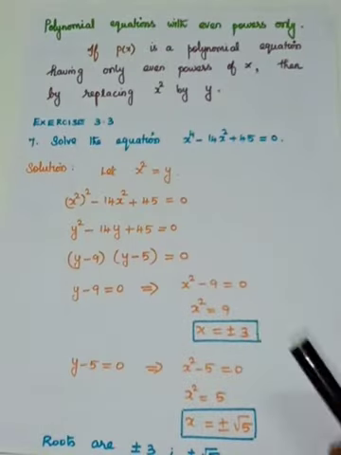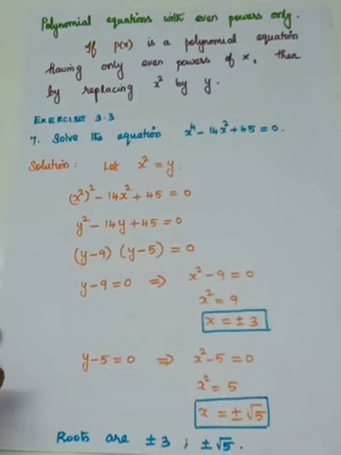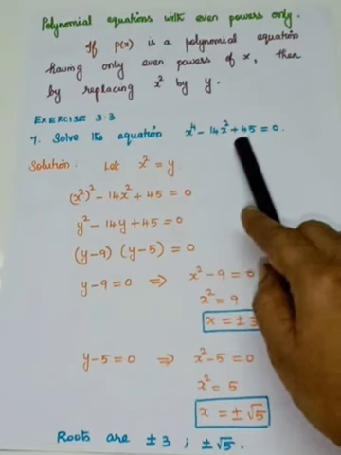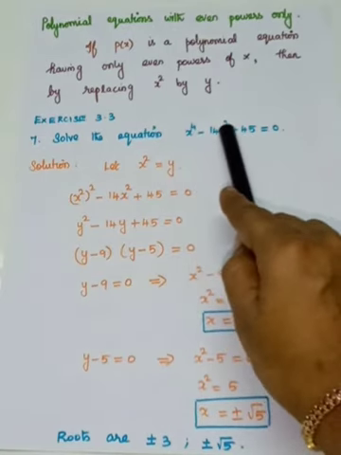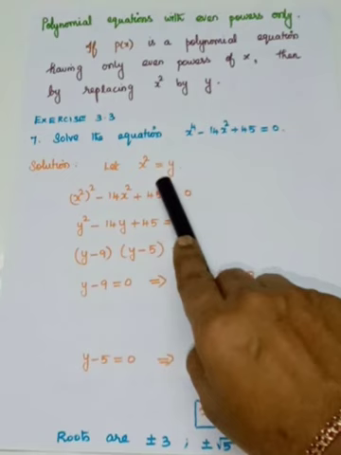So the next topic is polynomial equation with even powers only. If the polynomial equation has only even powers, what you have to do is replace x squared by y. Because there are even powers, if you replace x squared by y, you can easily solve. Take exercise 3.3, 7th problem: x power 4 minus 14x squared plus 45. You see the powers here are 4, 2 and x power 0, so they are all even powers. So if even powers come, you have to substitute x squared equal to y.